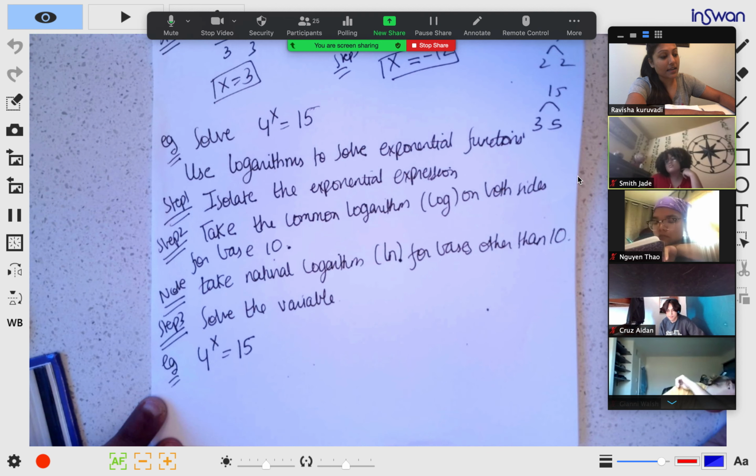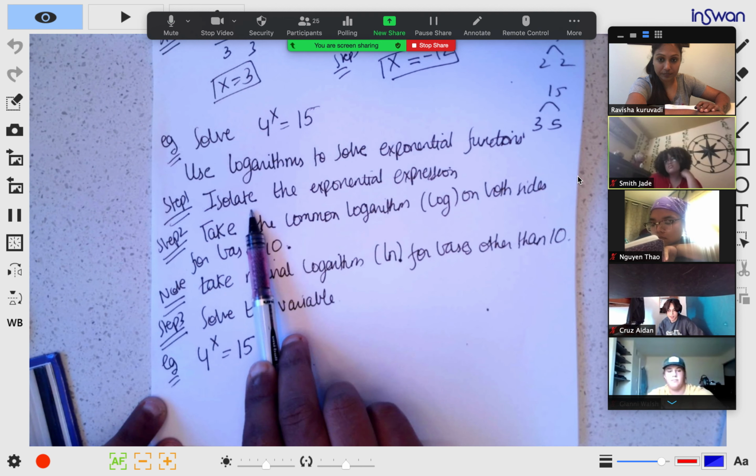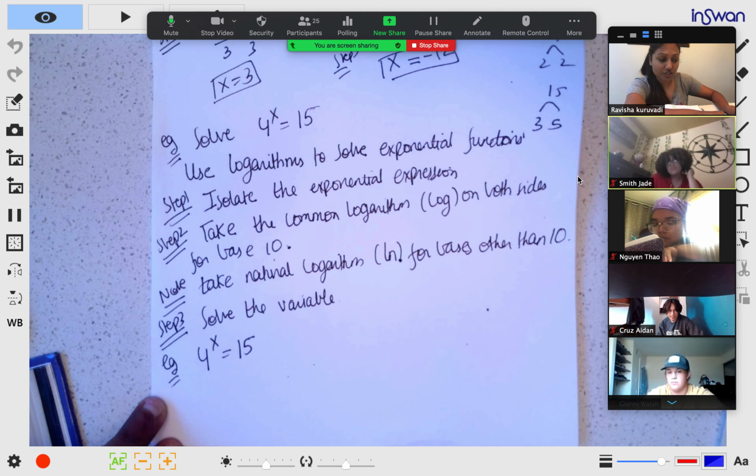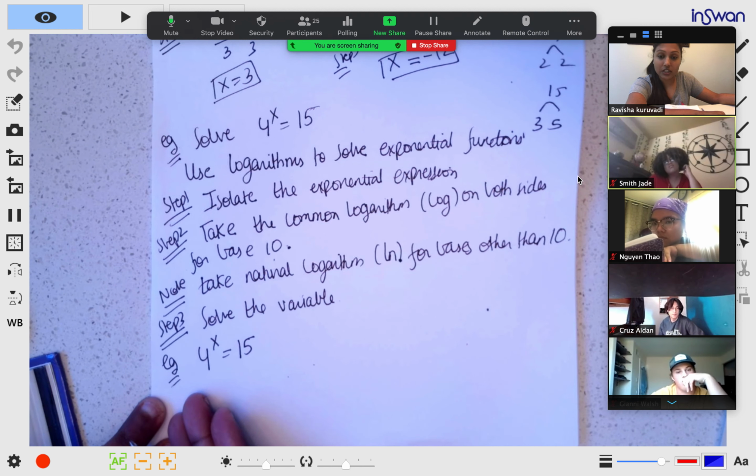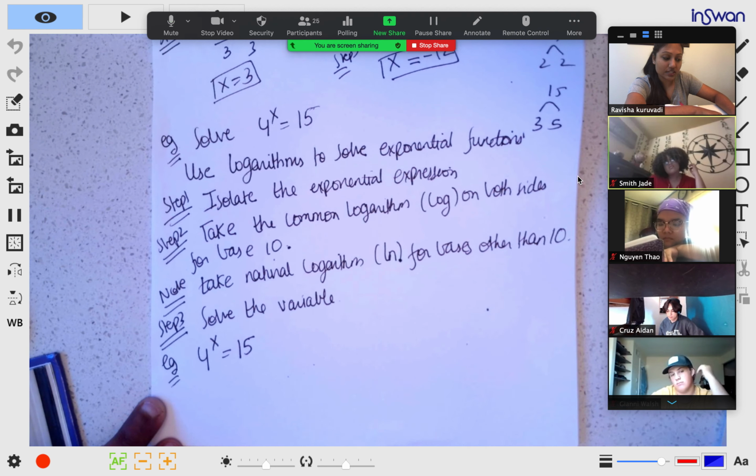It says isolate the exponential expression. That means I need the exponential term on one side, everything else on the other side. And in this question, it is already isolated. See, my exponential is already on one side, and this number 15 is on the other side. So my step 1 is done. I will directly go to step 2.